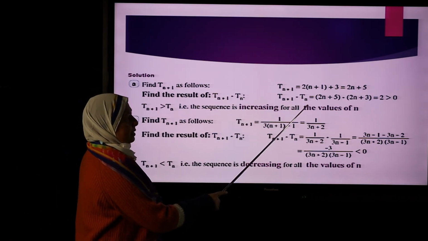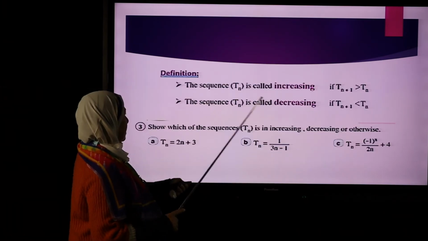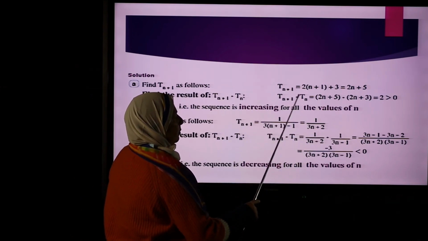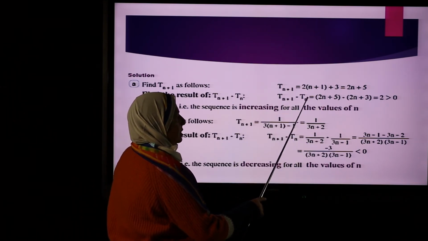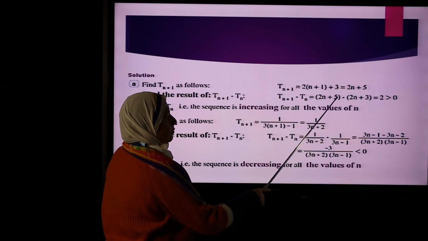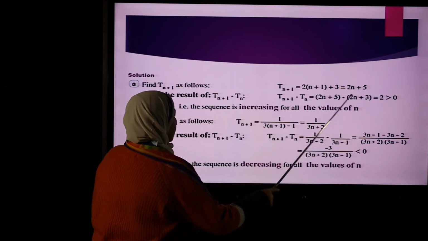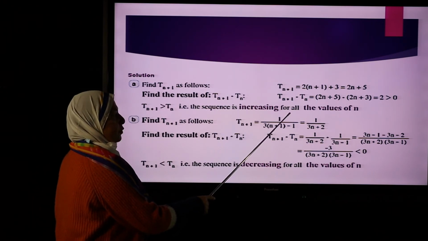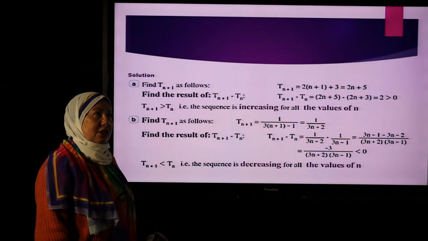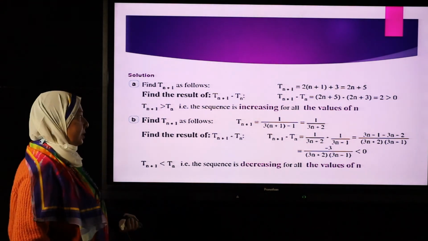T(n+1) minus Tn. T(n+1) is 2n plus 5. Tn is 2n plus 3. Subtracting, T(n+1) minus Tn equals 2n plus 5 minus 2n minus 3, 5 minus 3 equals 2. 2 is a positive number greater than 0, therefore the sequence is increasing for all values of n. Any values of n. T10 greater than T9, T8 greater than T7, T21 greater than T20, and so on.